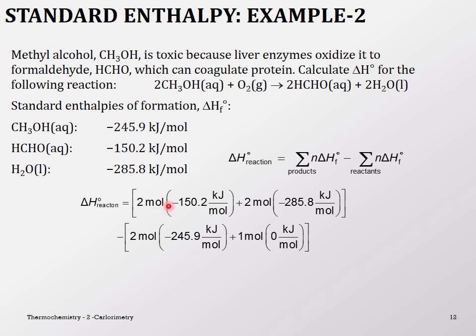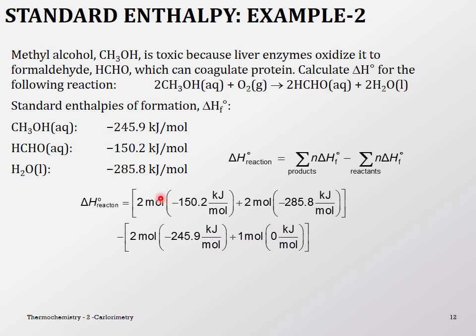So here we have 2 moles formaldehyde, which is 150.2, plus the 2 moles of water that we have, which is 285. Excuse me, that's the products. So minus the reactants, which is going to be the methanol, and methanol is 245 right here, and that is 2 moles, so you multiply it by 2. This is given there so that you understand that oxygen is 0, but it's not given here already anyway. So even if you don't add it here, it doesn't really matter.